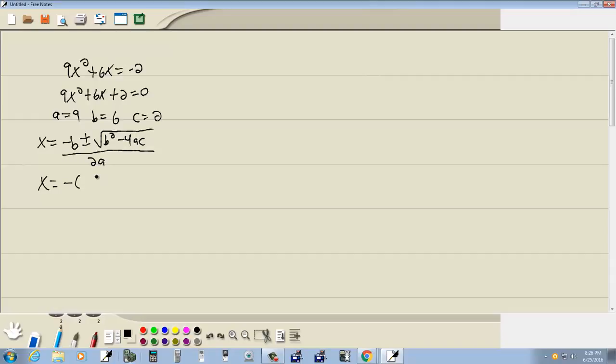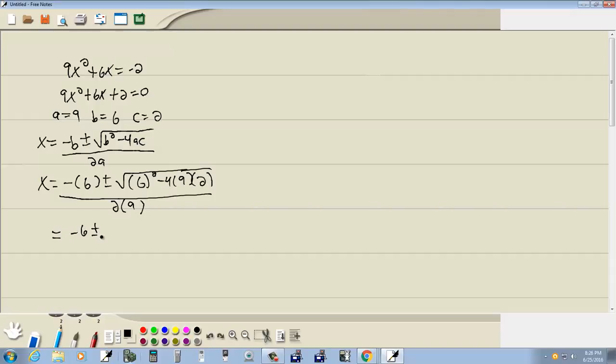I'll go through and replace all my variables with parentheses before I plug in my numbers. Now I'm going to plug 6 in for the b. A we said was 9, so I'll plug 9 in for the a. And c we said was 2, so I'll put 2 in for the c.